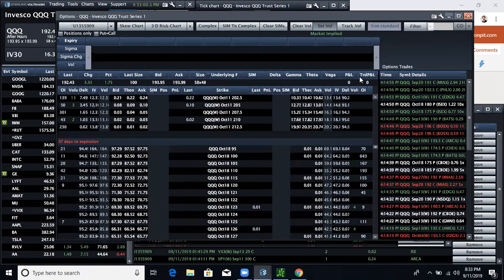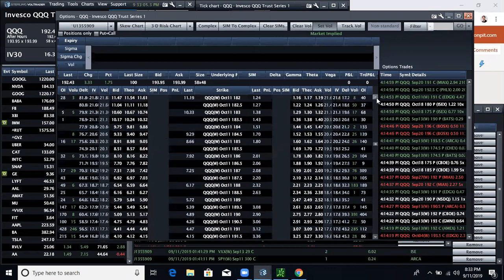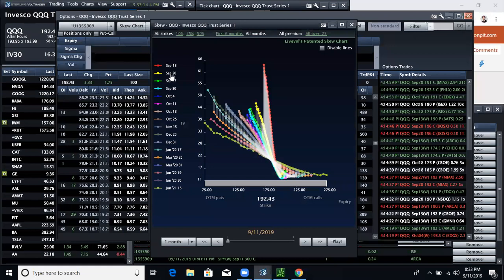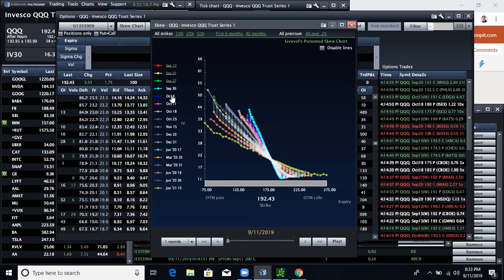I could do the October 11s. They have a month to go if I want. And I want to look at these 180s. What I want you to notice is all this curvature. All right, I'm going to look at a skew chart here. Uncheck all these, except for October 11. I'll just use regular October so that I have tighter markets. This late in the day, 10% all over a quarter.